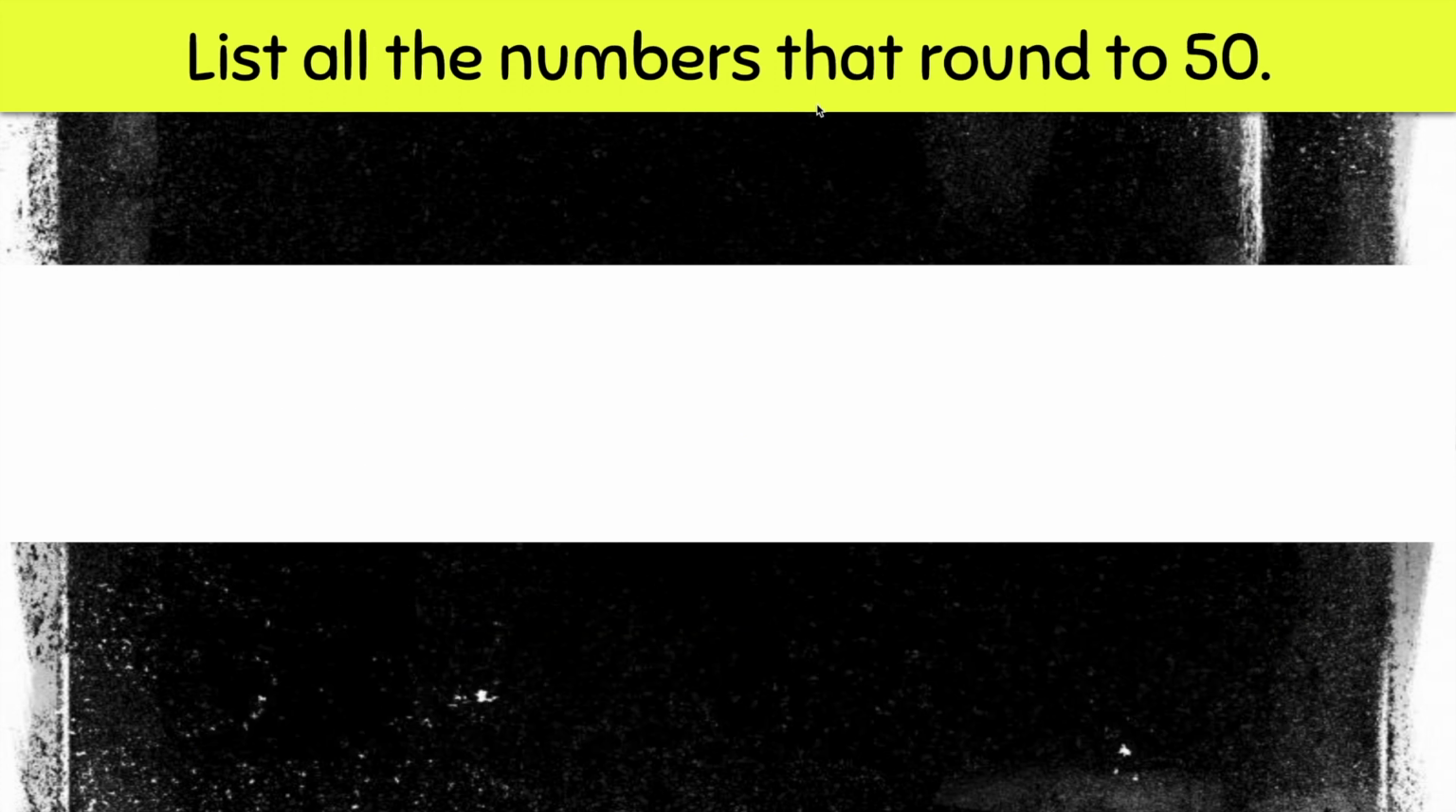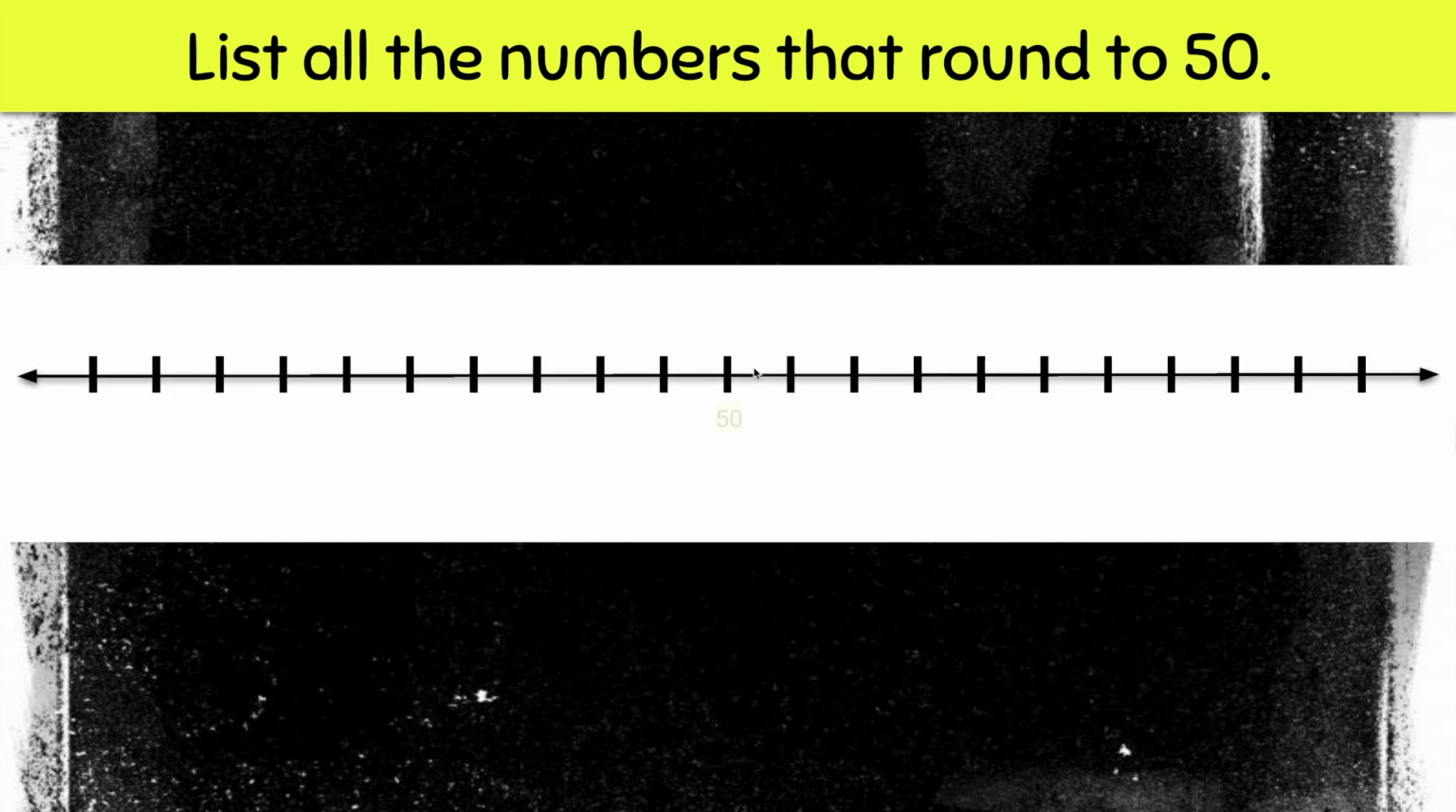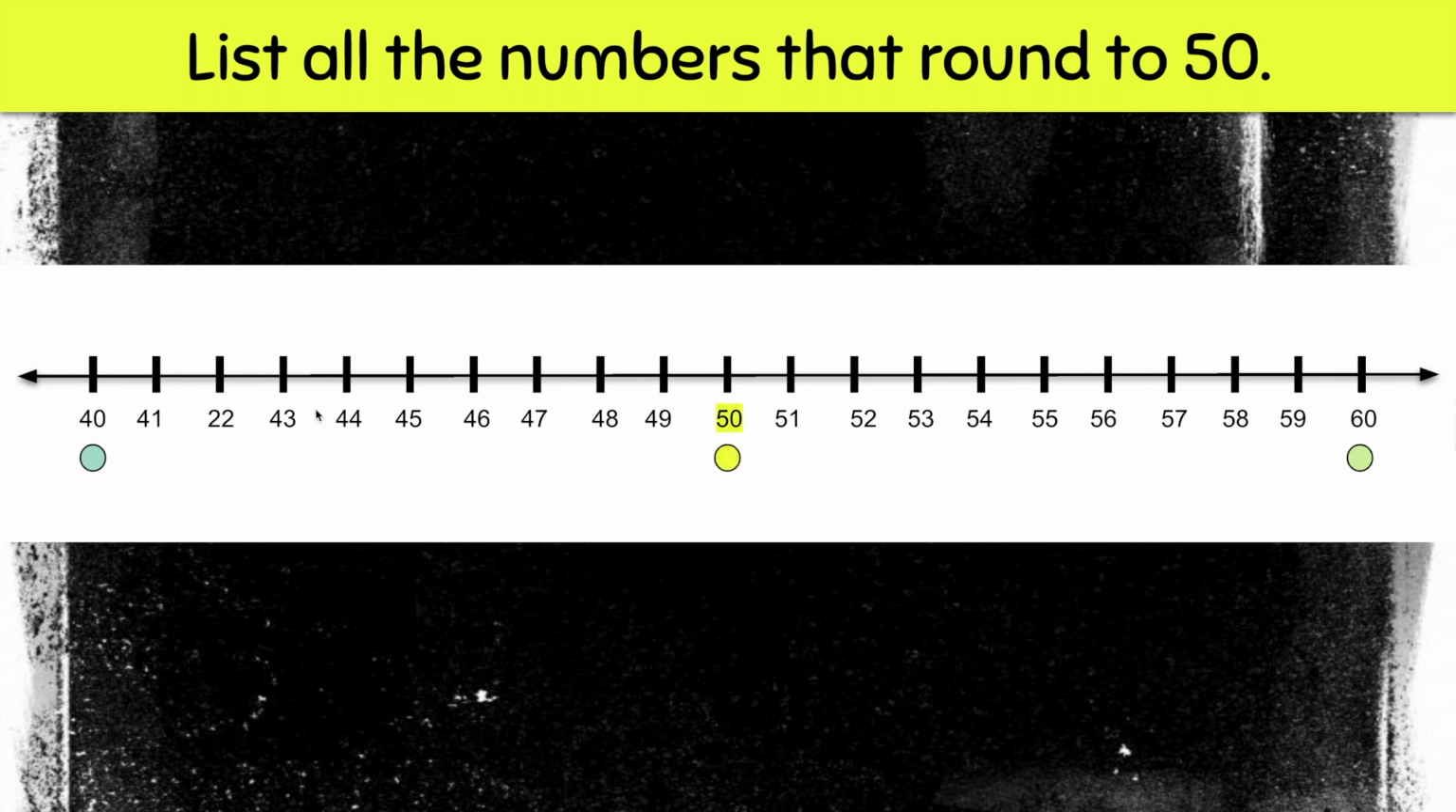List all the numbers that round to 50. Again, we need 50, we need the previous 10, which is 40, and the following 10, which is 60. So now we have our 10s, we have 40, we have 50, and we have 60. So now we know that halfway between 40 and 50 is 45. We know all the numbers below halfway are going to round to 40 because they're closer to 40 and further away from 50. Now halfway, which is 45, and up is going to round up to 50.